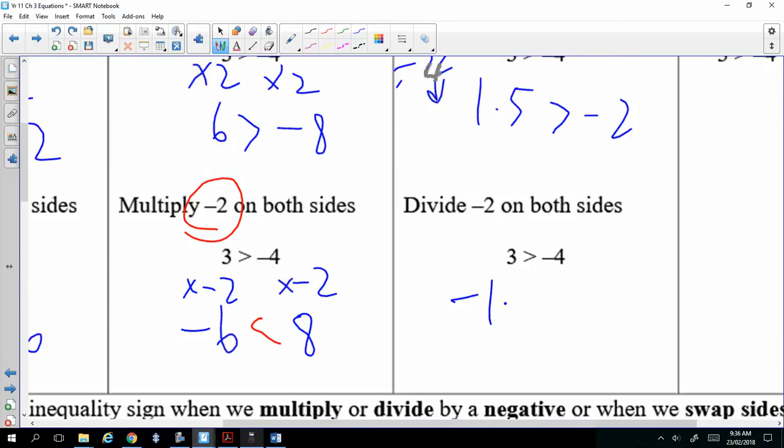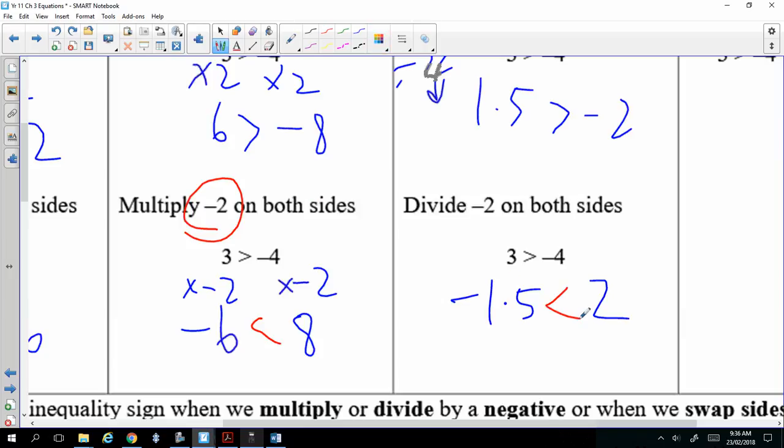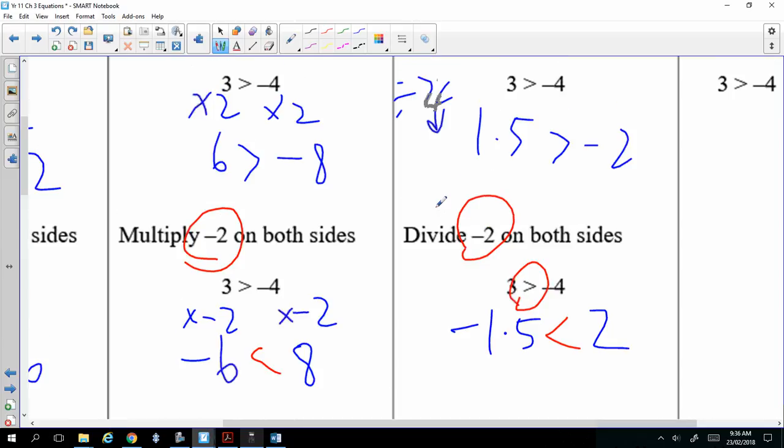Okay? And finally, if you swap the two sides, 3 bigger than negative 4, and if I write negative 4 on the left and 3 on the right, it's going to be swapped, switched around.